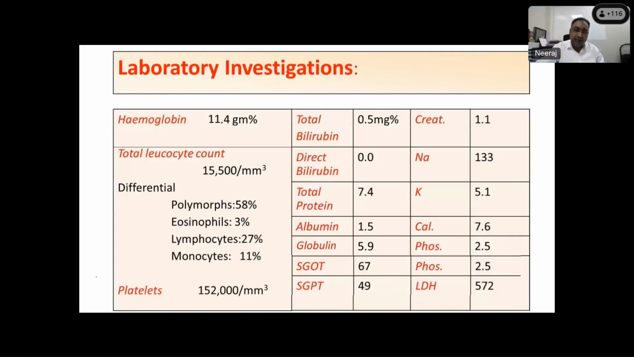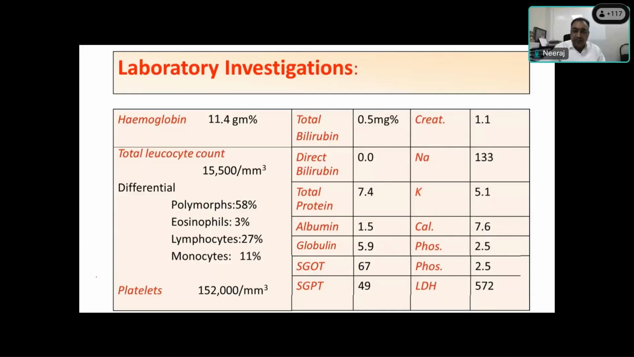So the further lab investigation, in addition to the radiological, showed hemoglobin. These are routine investigations that we do whenever we are evaluating any cases. They included the CBC, with hemoglobin of 11.4, then TLC of 15,500 with normal distribution. The platelet count was normal, and the total bilirubin was normal. The total protein was 7.4. The albumin was 1.5. The globulins were 5.9.